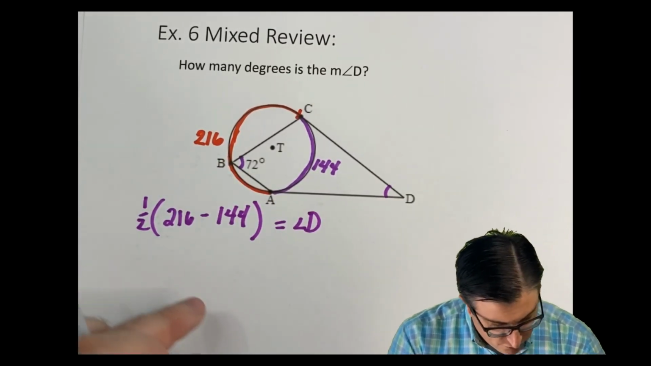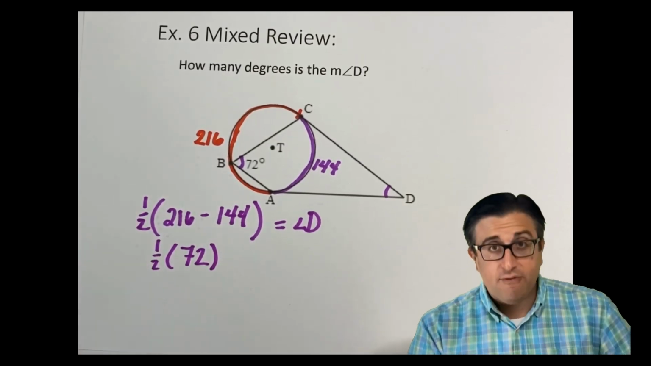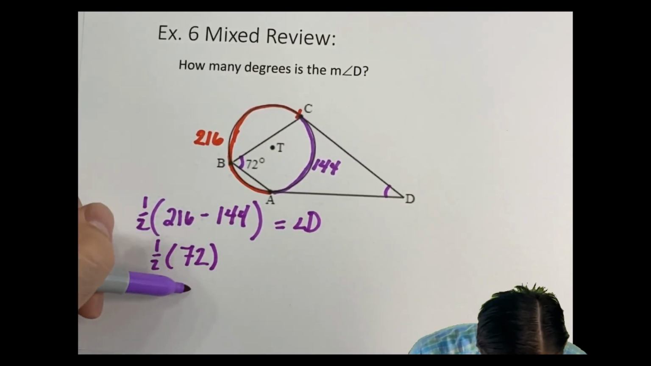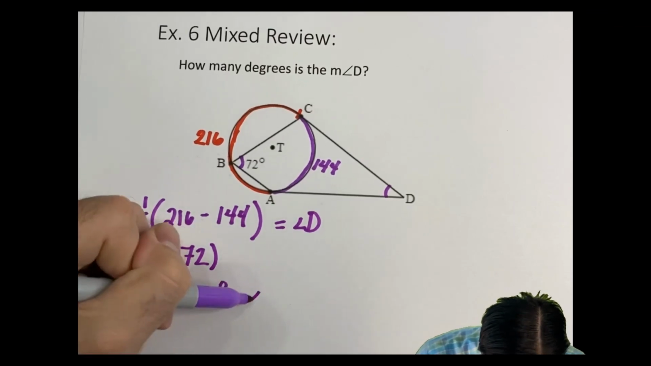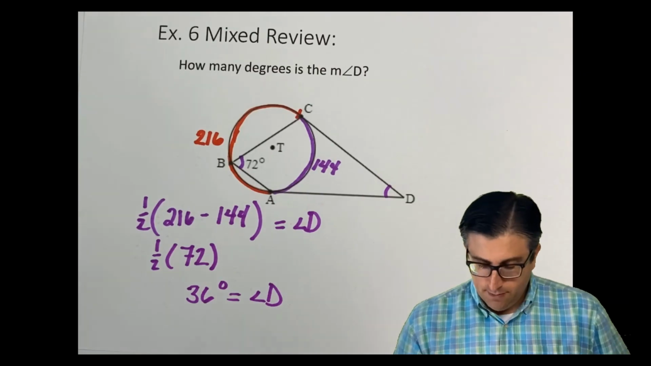216 minus 144 is 72. So we're taking half of 72. So half of 72 is 36 degrees. So angle D is 36 degrees.